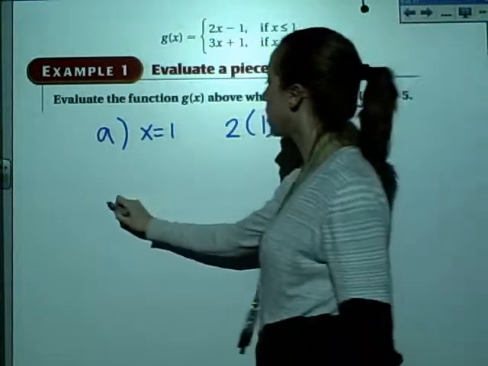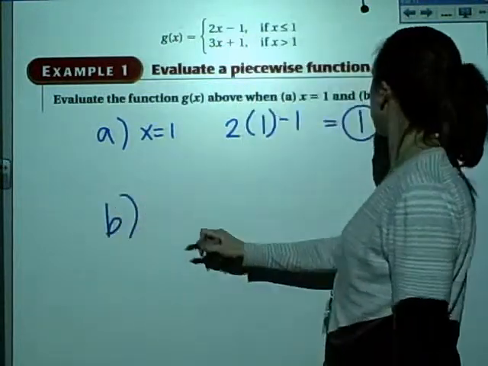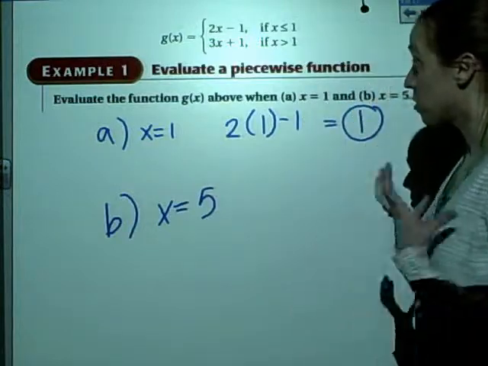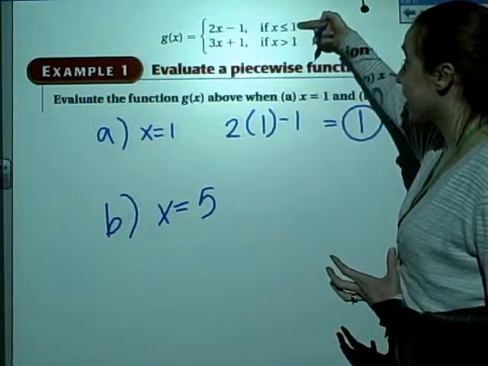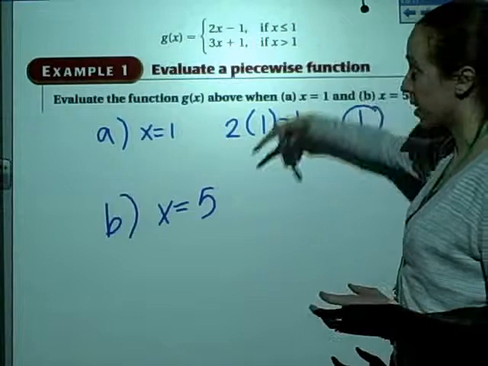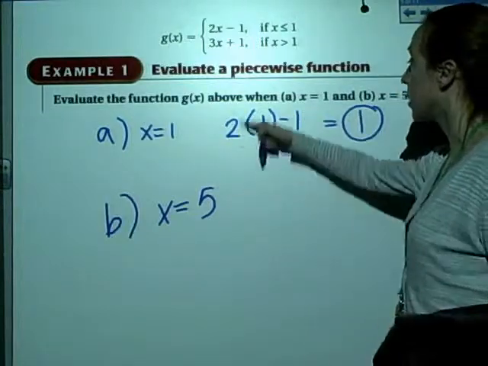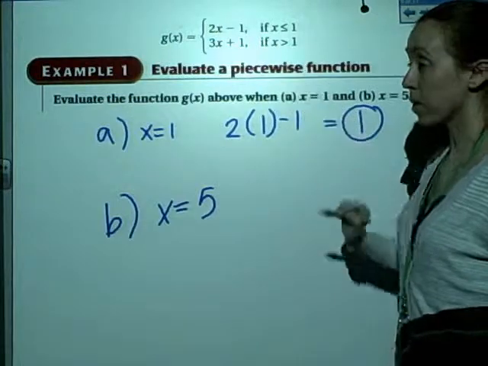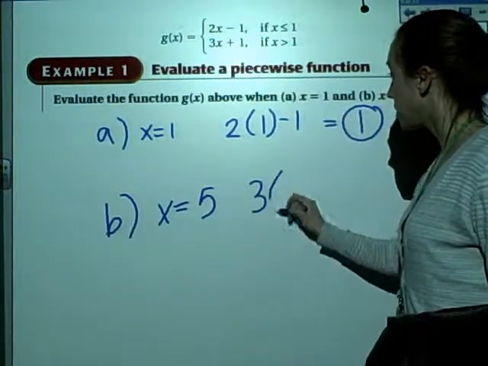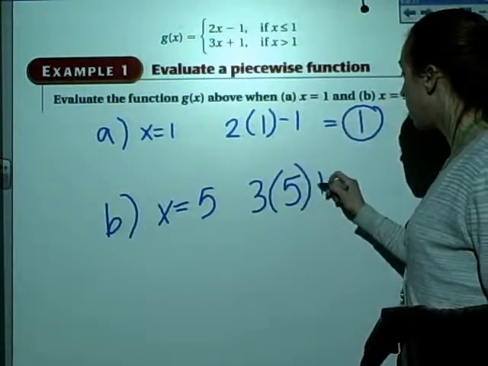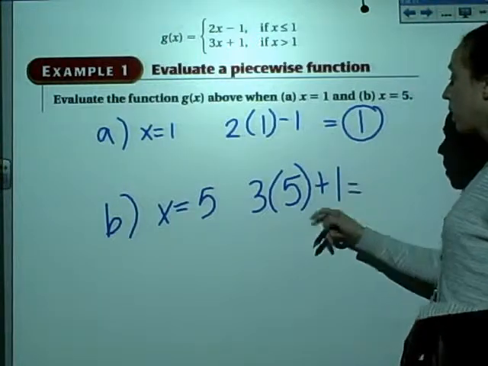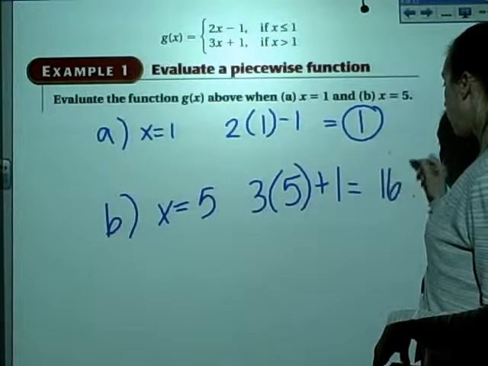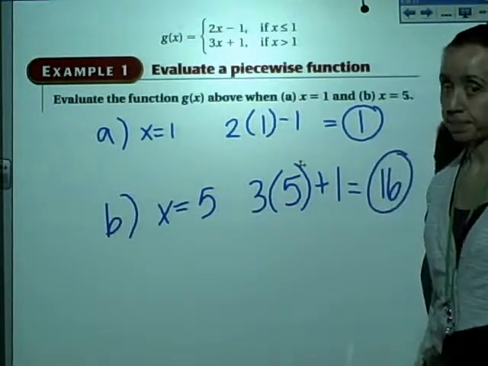Now let's do the next one. X equals 5. Okay, so x is 5. So this one says it has to be less than or equal to 1. Well, I have 5. Doesn't work. Here, x is greater than 1. 5 is bigger than 1, so I'm in business. I can use the second equation there. 5 times 3 is 15, plus 1 is 16.